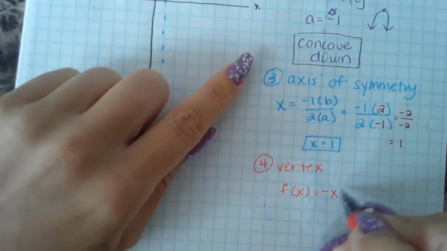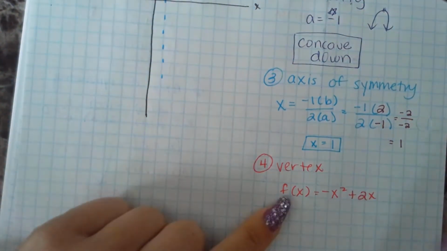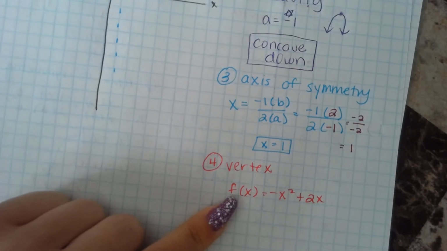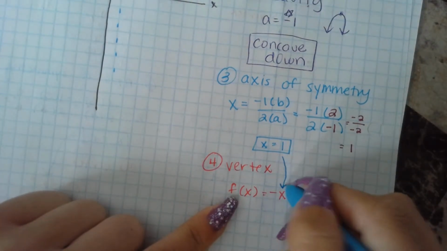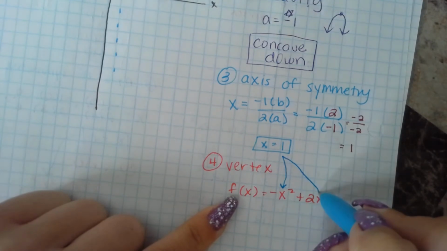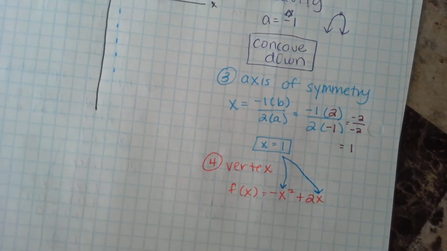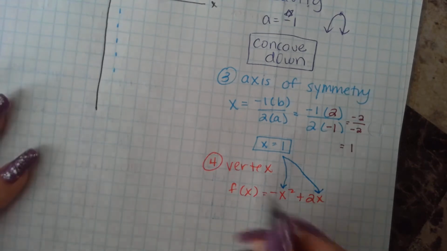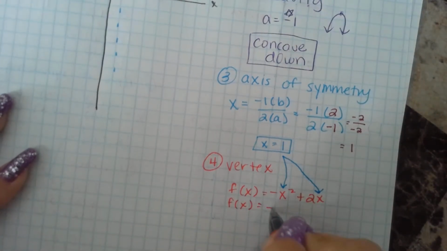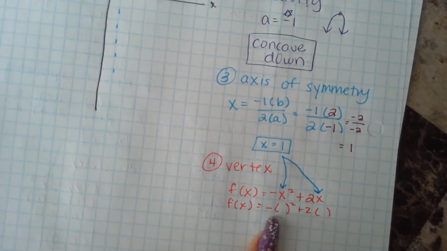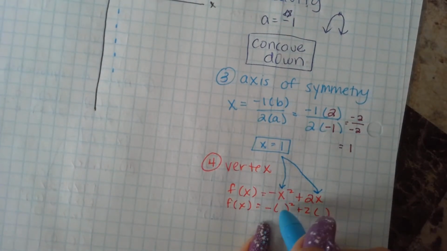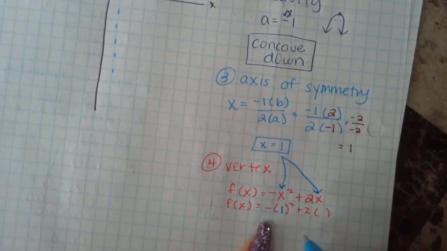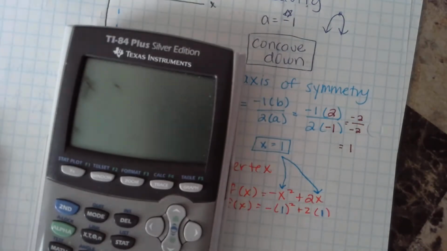So we have f of x equals negative x squared plus 2x. F of x is also like our y, so what we're going to do is plug in this 1 for x here and right there. Okay? So let's go ahead and rewrite that. So f of x is going to equal negative whatever x is squared plus 2 times whatever x is. So let's put that into our blanks. It's 1 and 1.